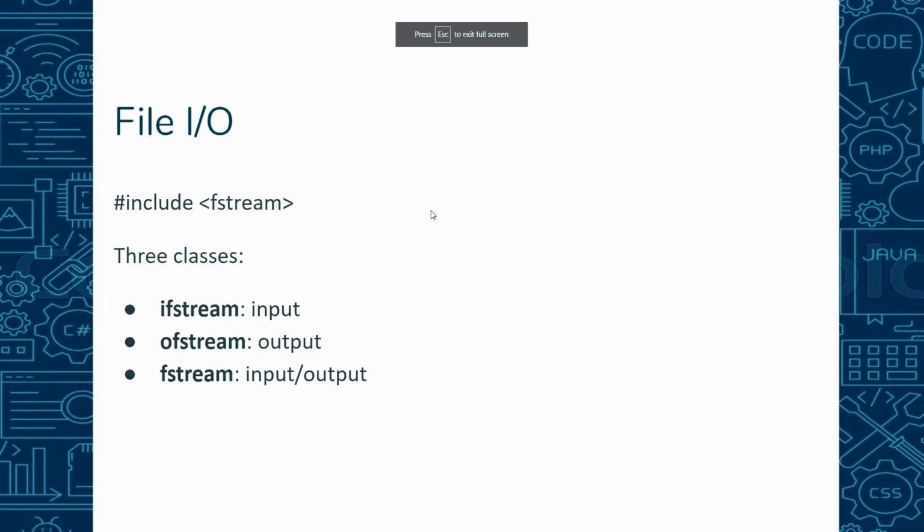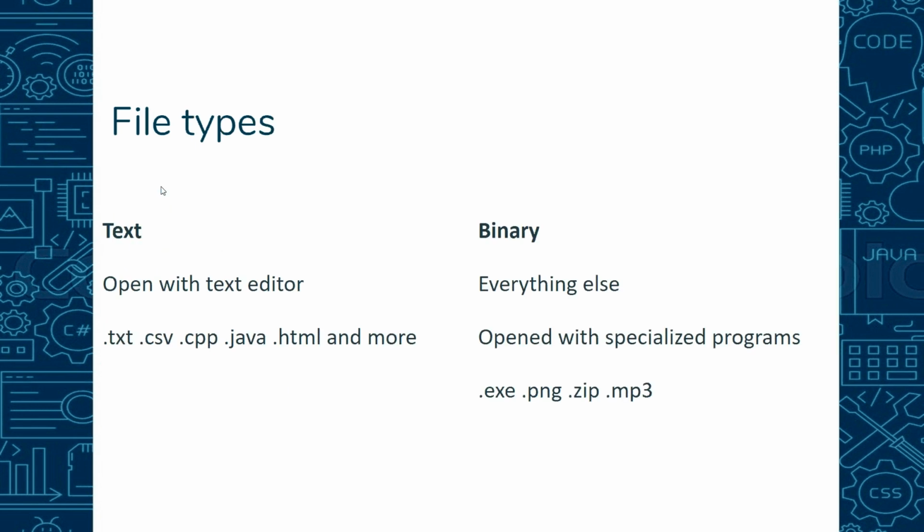Okay, now here's what we're really looking into. We're going to start using the fstream library for file input and output. In there, there's ifstream, ofstream, and fstream. The file types you can possibly write to are unlimited, but there are two basic types.